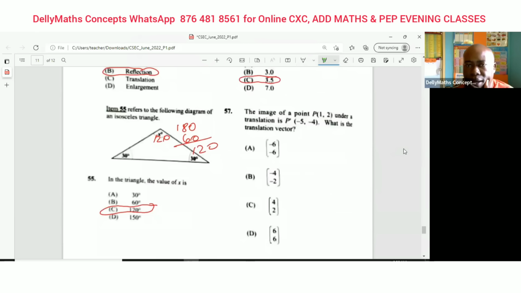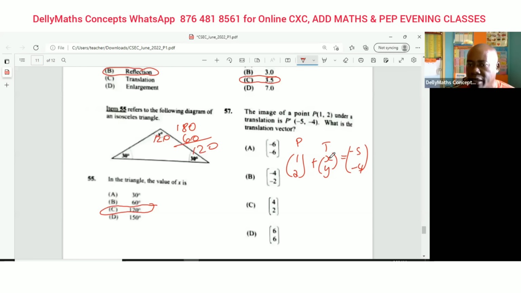57. The image of the point T, which is (1, 2), under the translation is this. In other words, we're saying that T, which is (1, 2), plus the translation, which is (x, y), gave us (-5, -4). That's what we're saying. So what could we add to this to get that?